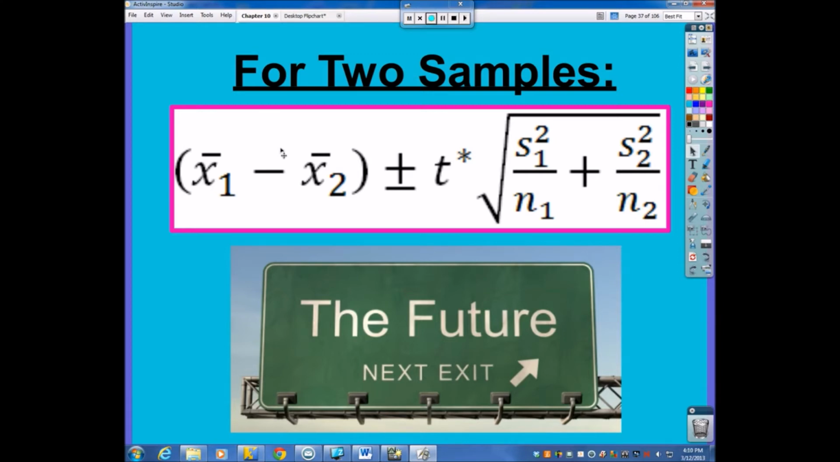Okay, instead of just having one x bar, we're going to subtract our x bars. Plus or minus, we still have a t-score. But now, this should look very similar to what we just did in the last video. We need to square our sample standard deviations, or if you know sigma, go ahead and use sigma. Square those and divide by our sample sizes for each of those, and we need to take the square root of all of this sum. Okay, so this is what we're going to be using now.